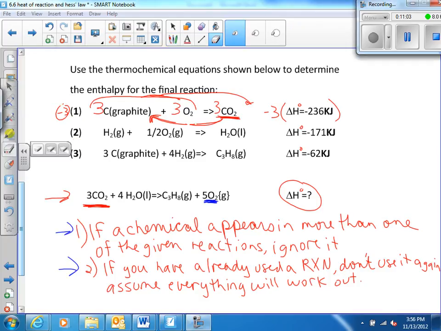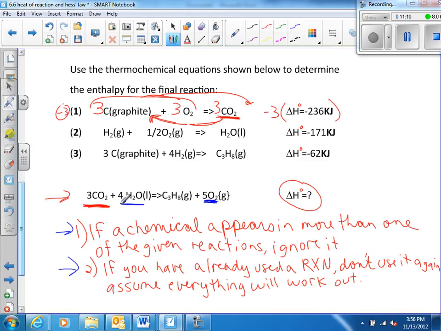Okay, so let's go back to finishing up this problem here. We've already done the CO2, now we'll look at the waters. Let me erase the oxygen real quick so we don't have different blues all over the place. So we've got 4 waters that we need as a reactant, and we look at our 3 reactions and see that water is right here, and water is a product. I don't need water as a product, I need water as a reactant, so I'm going to have to reverse this reaction, so I'm going to change the sign of delta H.